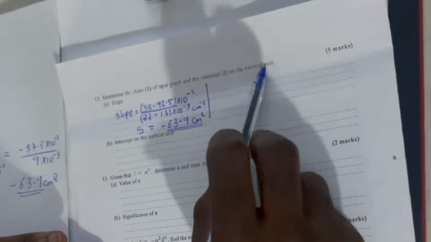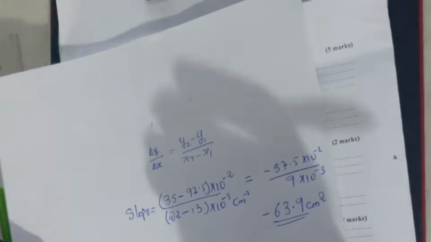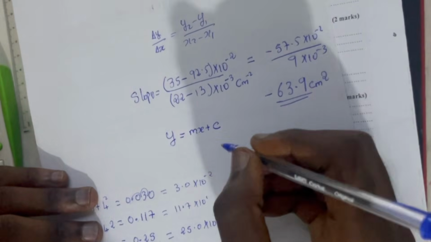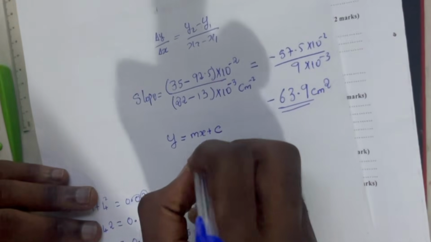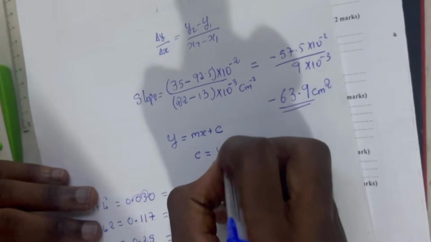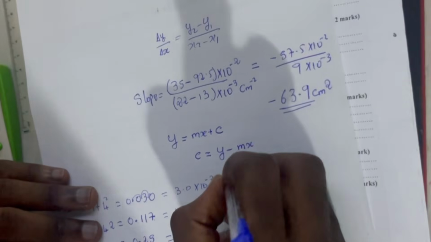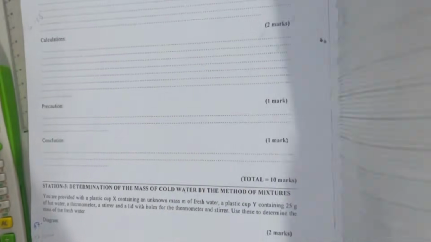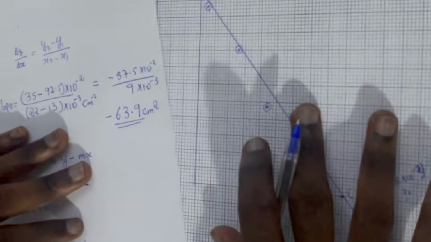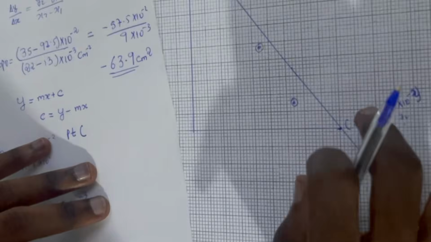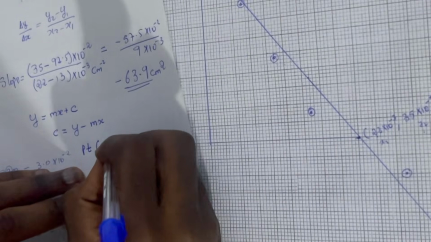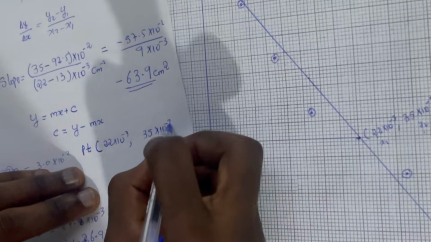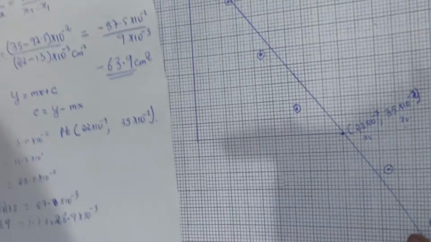Now to find the y-intercept. The y-intercept is not difficult. I know that the equation of a straight line is y equals mx plus c. That is the equation of a straight line. So if I want to find c, it will be simply equal to y minus mx. And now I should choose any point from my graph. Okay, let me choose this point: 22 times 10 to the negative 3 and 35 times 10 to the negative 2. Okay, let me choose that point.